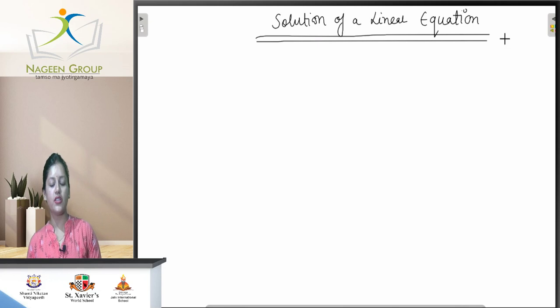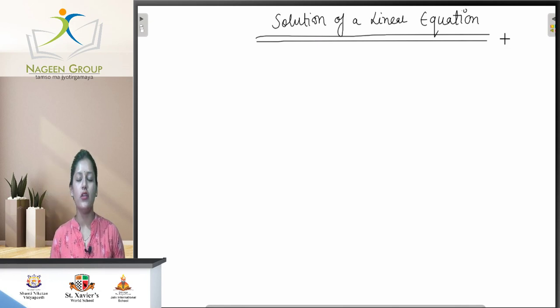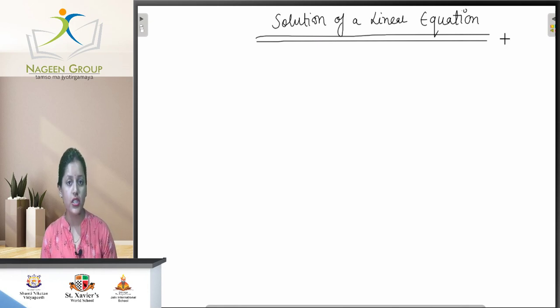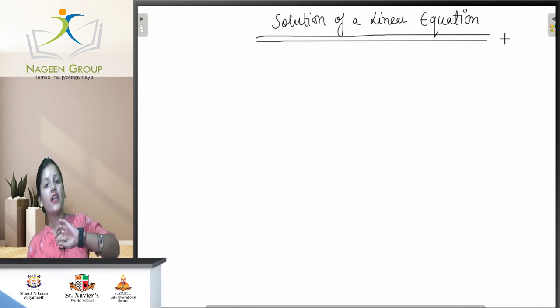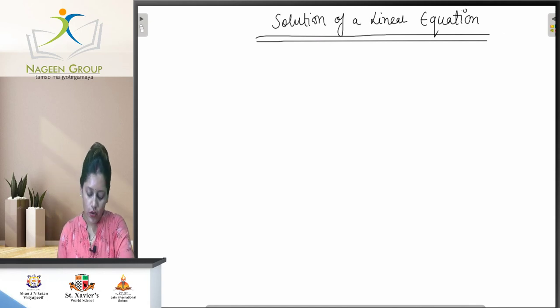In this third class we are going to learn how to find a solution, or a point, by using a linear equation, how to make a linear equation by using a point, and also how to plot these points on graph paper. So first, what is the solution of a linear equation?